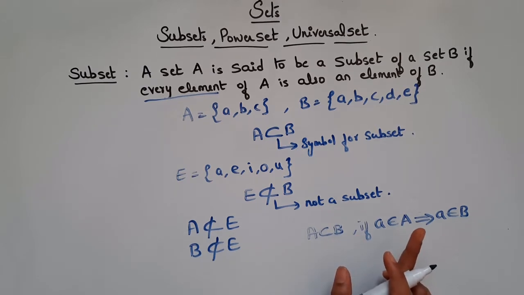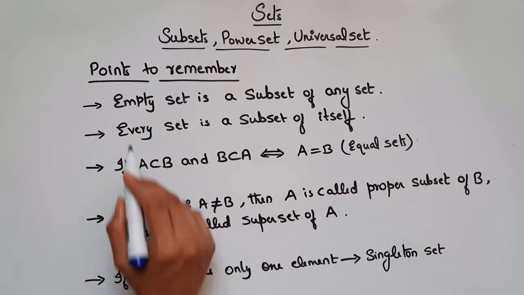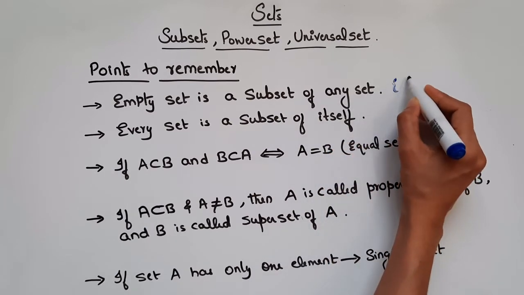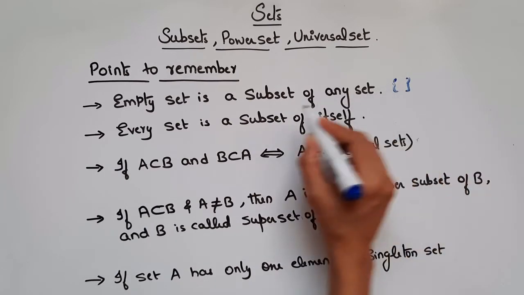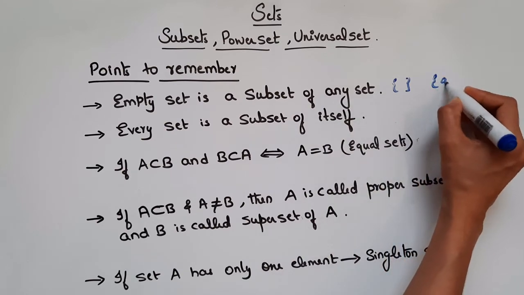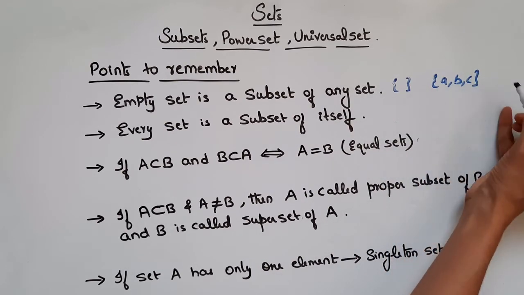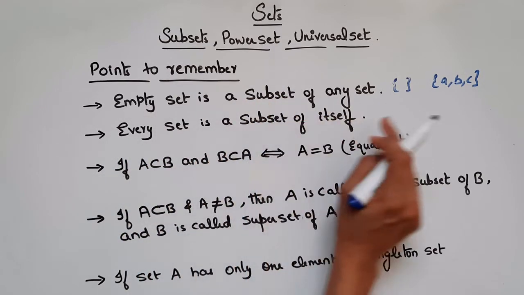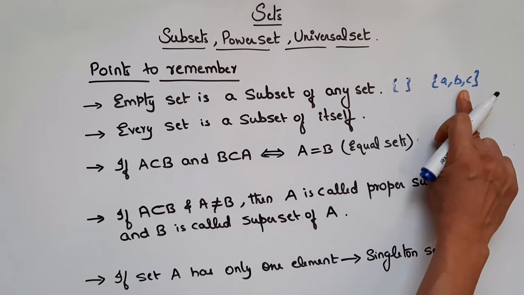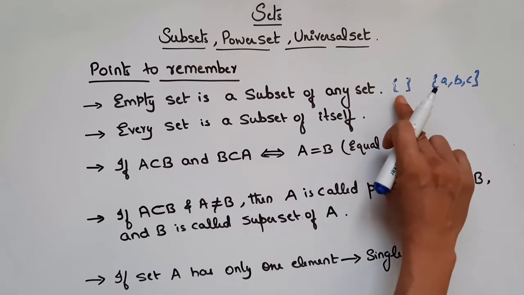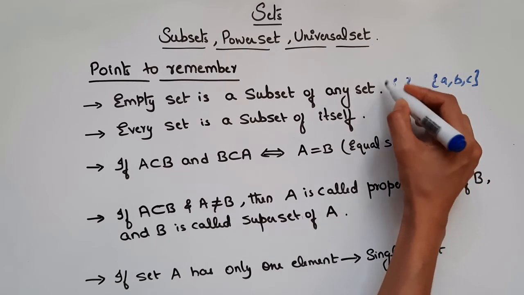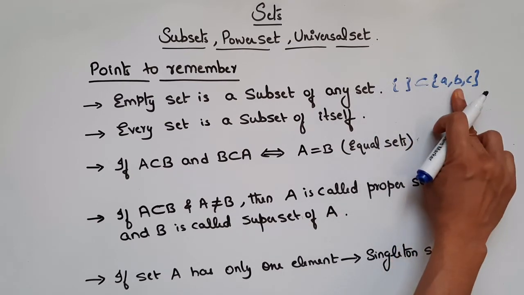So let's see some important points on subset, but before that, pause the video and note this down. So let's go through these points. Here it says empty set is a subset of any set. So let's take an empty set. We know empty set is a set with no element. And we have any set. Let's take any set A, B, C. So here it says empty set is a subset of any set. We know to be a subset, every element of set A should be present in set B. Here we have no element, which means this is already there, right? Therefore we can say empty set is a subset of any set.